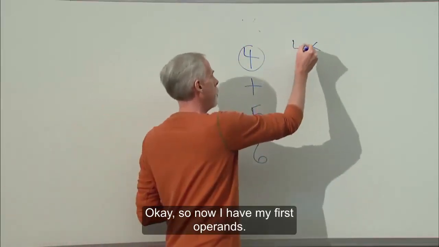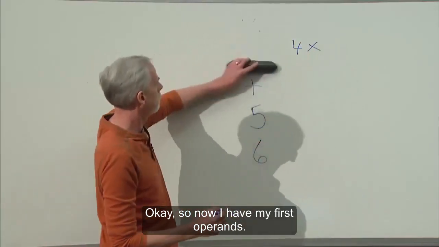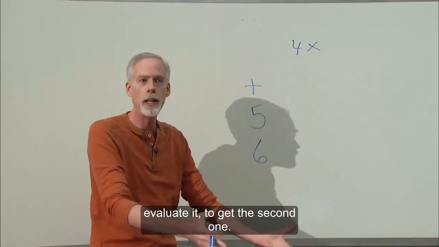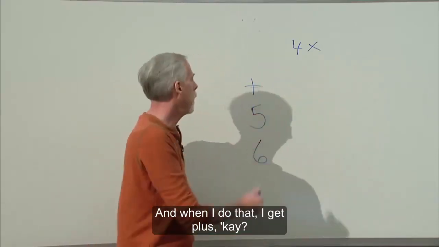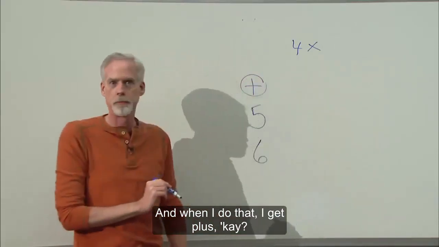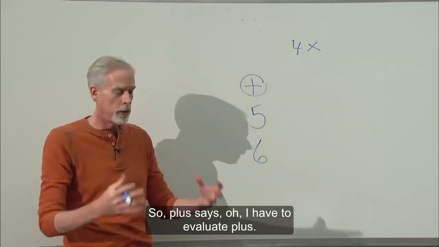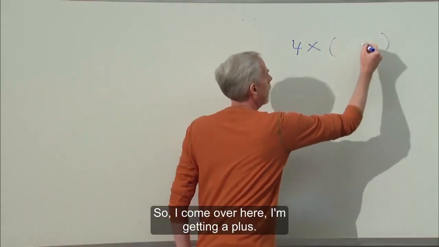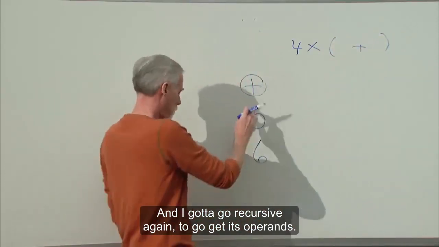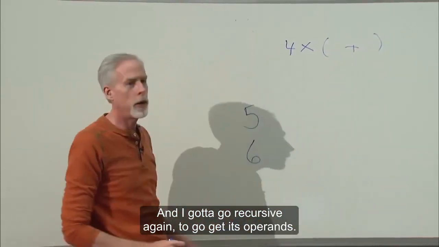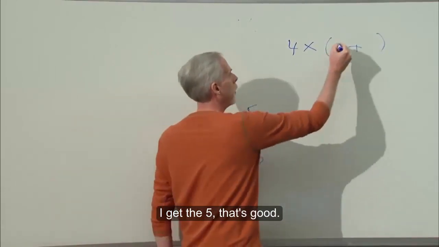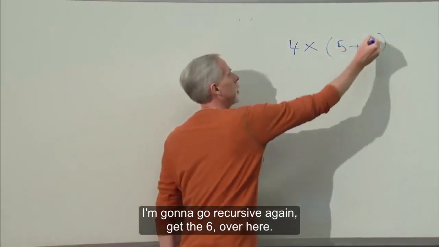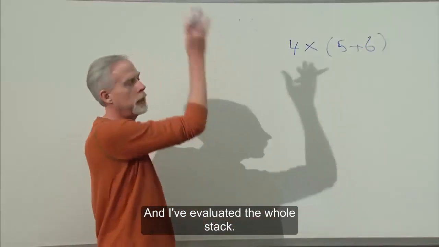Okay? So now I have my first operand. Now I take the rest of the stack and evaluate it to get the second one. And when I do that, I get plus. So plus says, oh, I have to evaluate plus. It needs operands. So I come over here. I'm getting a plus. And I got to go recursive again to go get its operands. I get the 5. That's good. I'm going to go recursive again, get the 6 over here, and I've evaluated the whole stack.